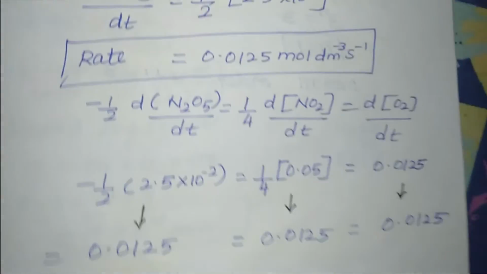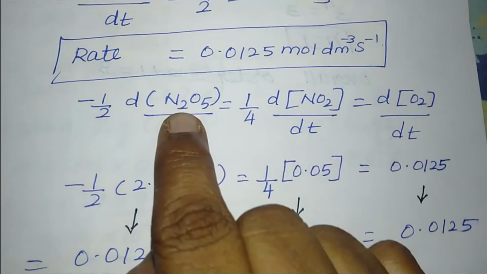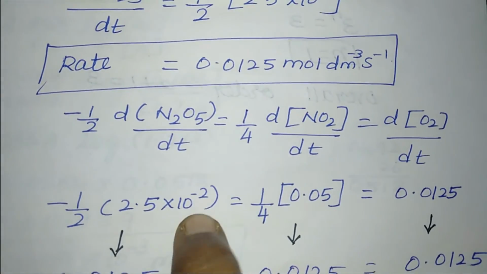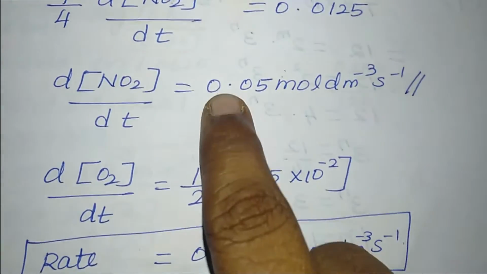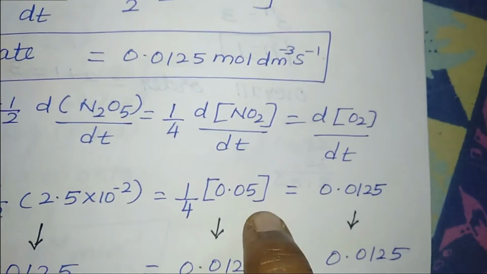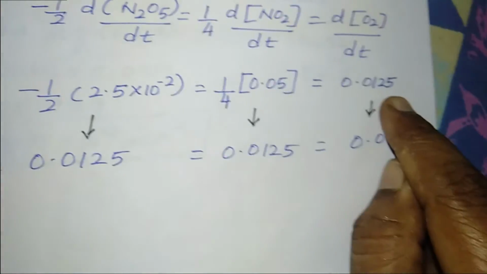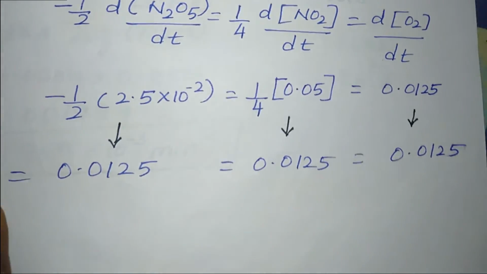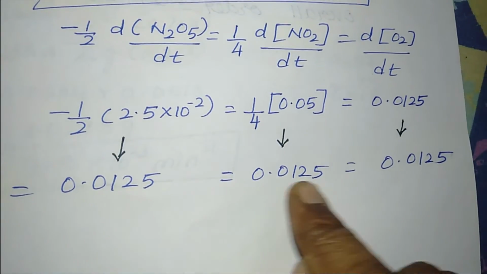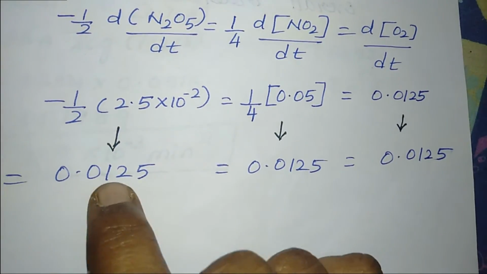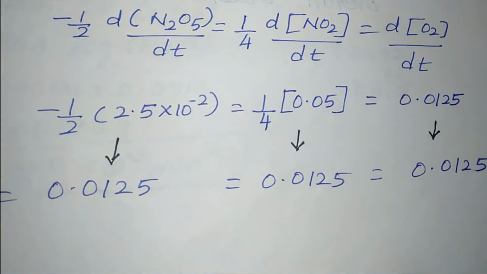So now according to the equations, you just write down the equations. So this is 1 by 2. This has been given in the question, 2.5 into 10 to the power minus 2, that is equal to 1 by 4. What is the answer which you got for NO2? It is 0.05. So you just write it 0.05. For oxygen, you all know the rate is 0.0125. Okay. So by calculating this, you are getting the answer 0.0125, so all the rates are the same. So this is about your second question.